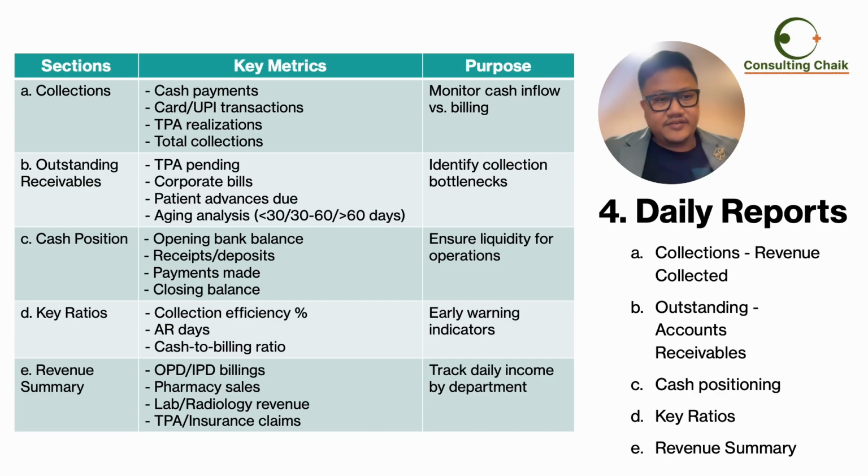Then your revenue summary, as in your OP and IP billings, how much billing has happened on that particular day, and your pharmacy sales, your lab and radiology sales, your TPA insurance claims, how much claims you have made. So that is to track your daily income by these departments. Okay.